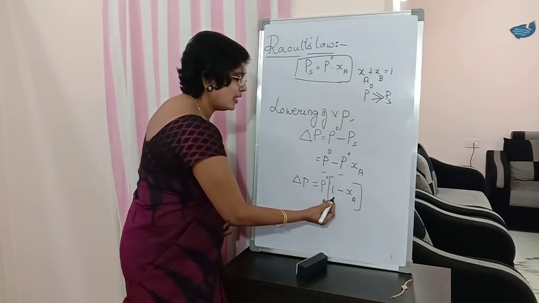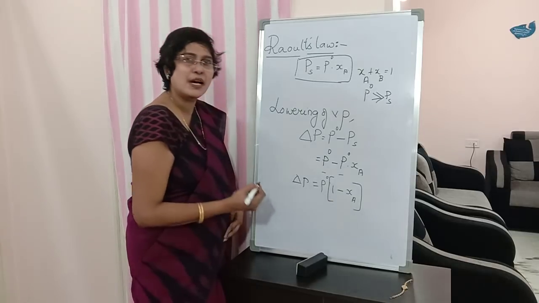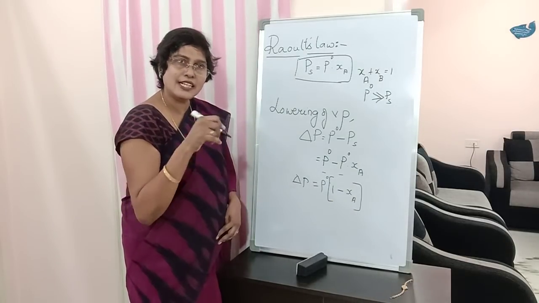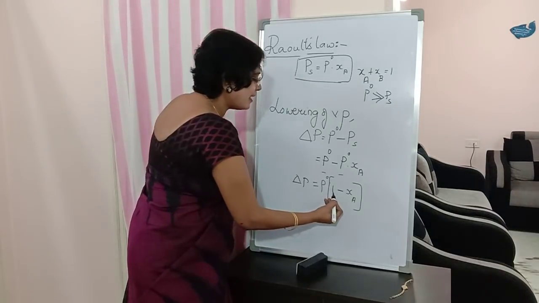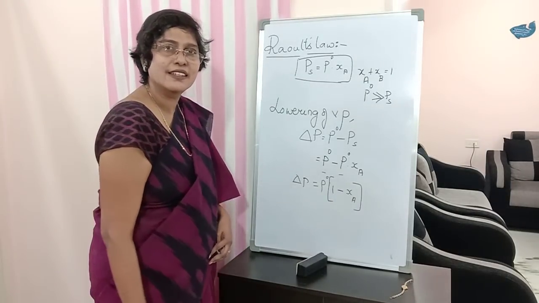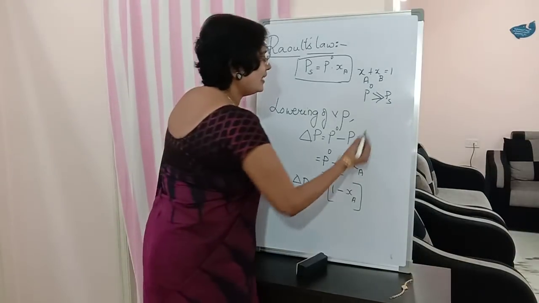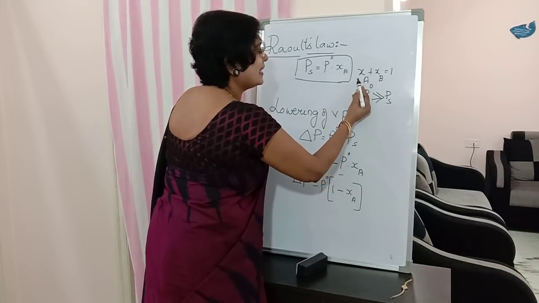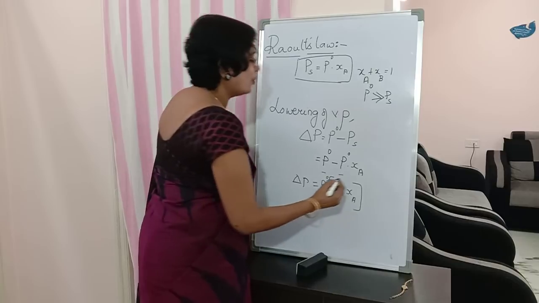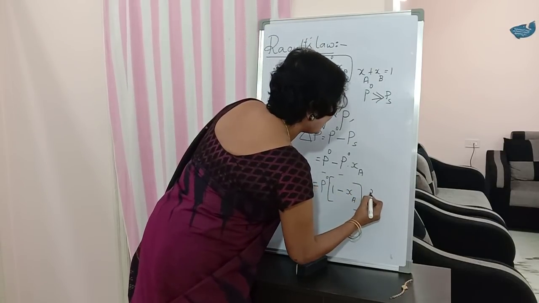Can anybody tell me the value of 1 minus XA, students? Write down in the comment section. What would be the value of 1 minus XA? Can anyone? See here, I have shown you now that XA plus XB is equal to 1. So what would be the XA value, students?